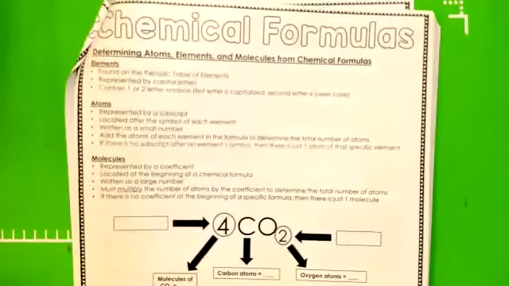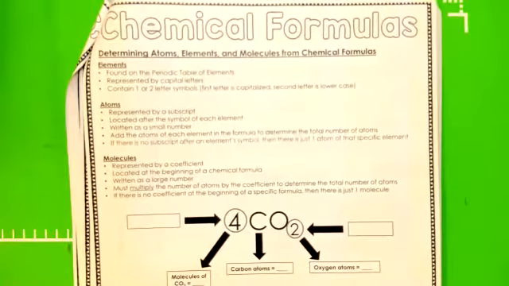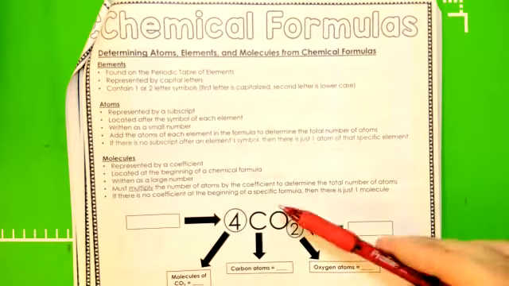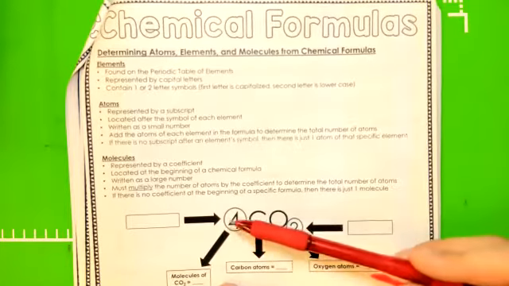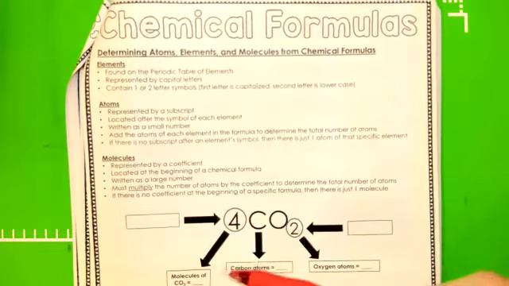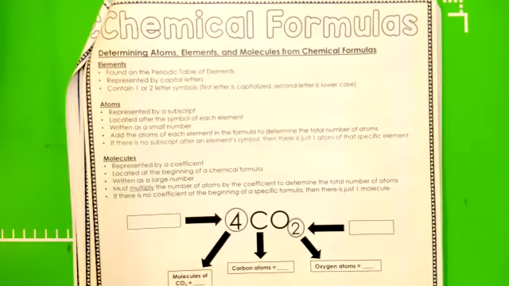All right, so we're going over chemical formulas today. This is something that we've covered at the beginning of the school year and right before our midpoint. But chemical formulas, ladies and gentlemen, thank you. Chemical formulas is how we can tell how many molecules, elements, and atoms we have in a particular compound, mixture, or chemical reaction, okay? So first, we have difference between elements, atoms, and molecules.